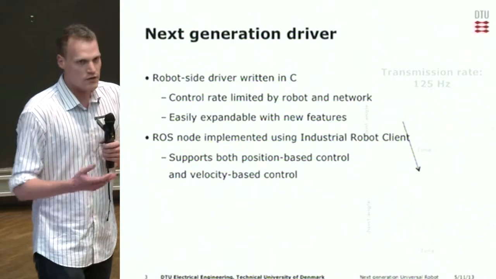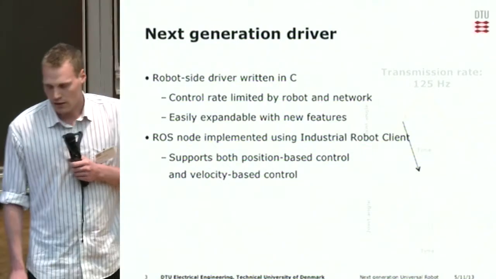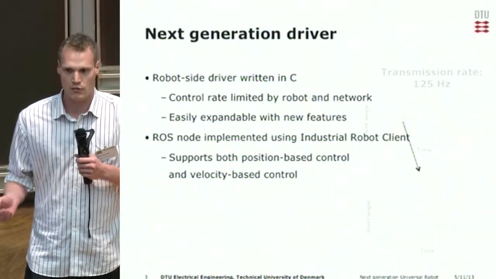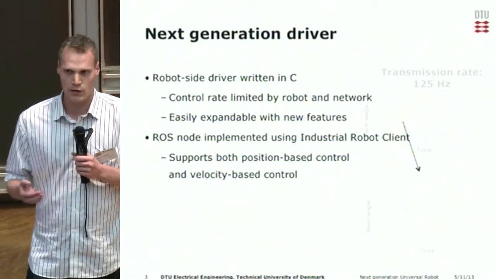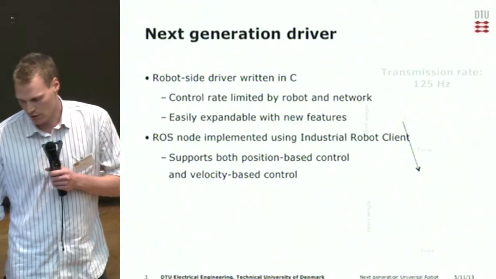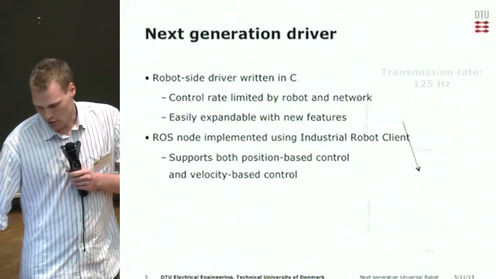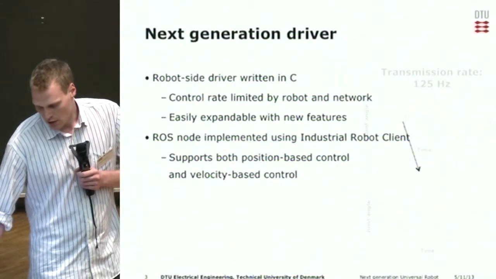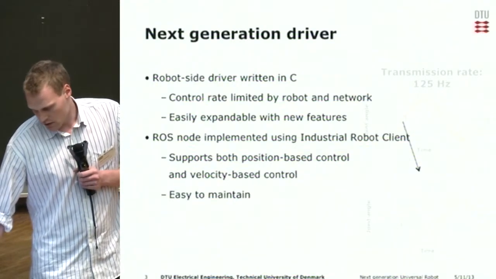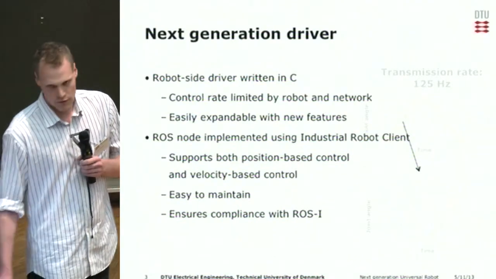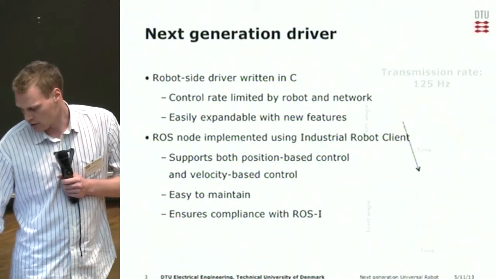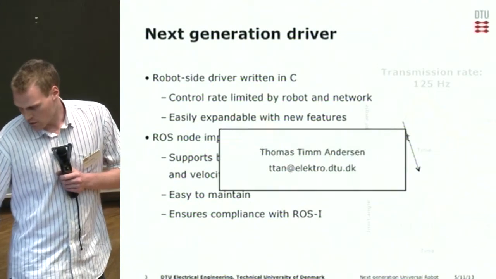And we're going to do it using the industrial robot client, which makes maintenance much easier, as if there is a problem with the driver that gets fixed for the ABB robot, for instance, it will also work for the universal robot. Also, we get the velocity-based control from that. And yeah, the maintenance, I just mentioned that, and it's forward compatible with any changes that you see in ROS Industrial. So that's about it.